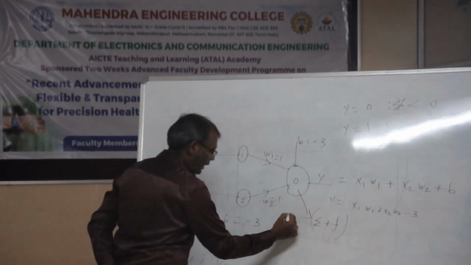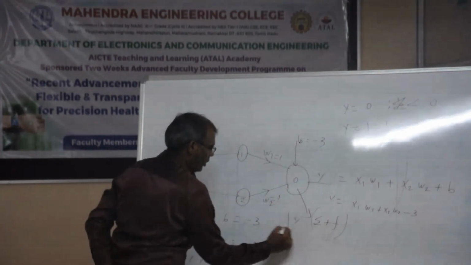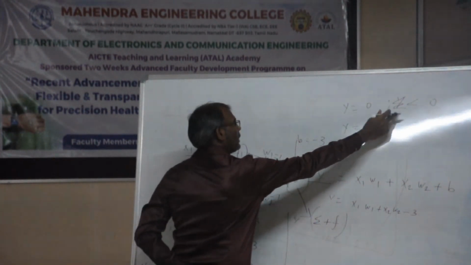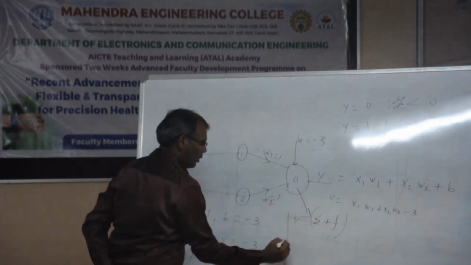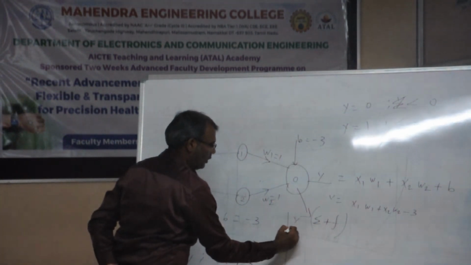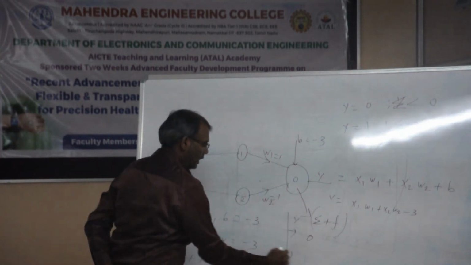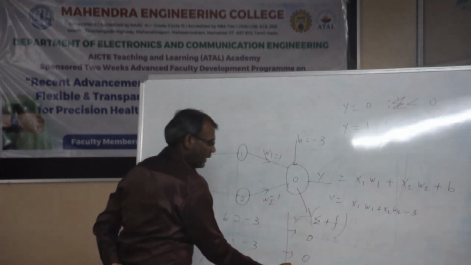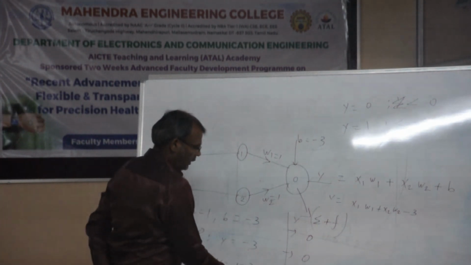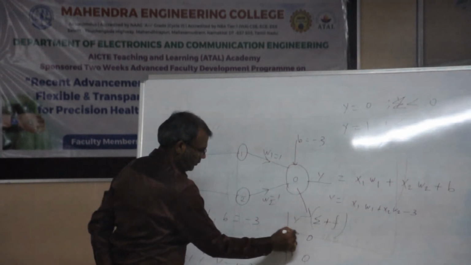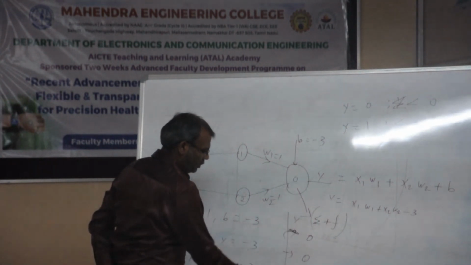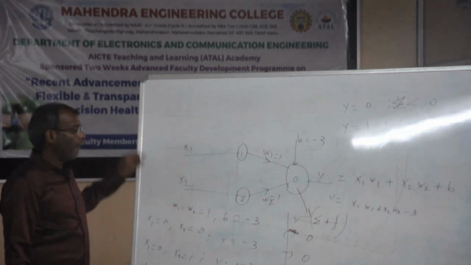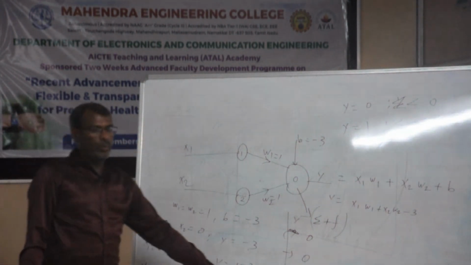So now according to this, what is your output? Minus 3 is less than 0. After applying activation, what is your output? 0. Then this is also less than 0, so output is 0. This is minus 2, so it is equal to 0. The three test cases will be equal to 0. Then this is also minus 1, so it is 0. But what is expected? For that one we should get y is equal to 1.